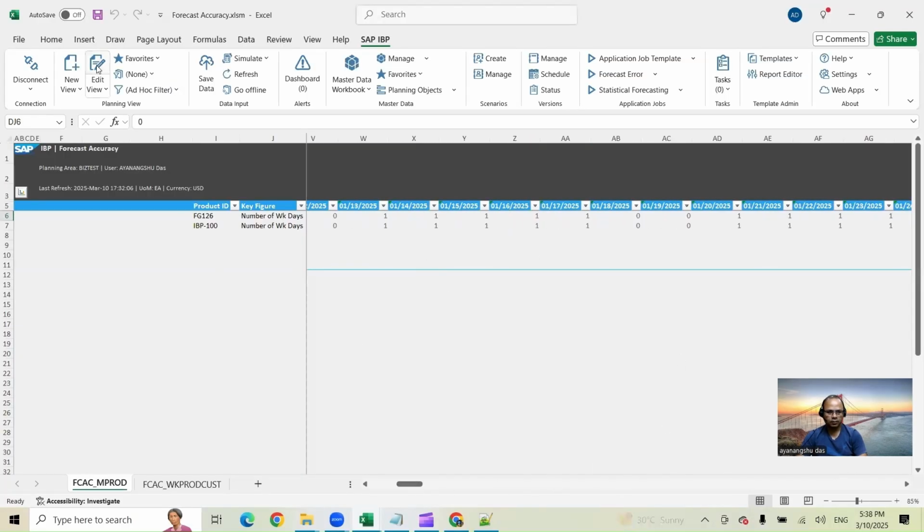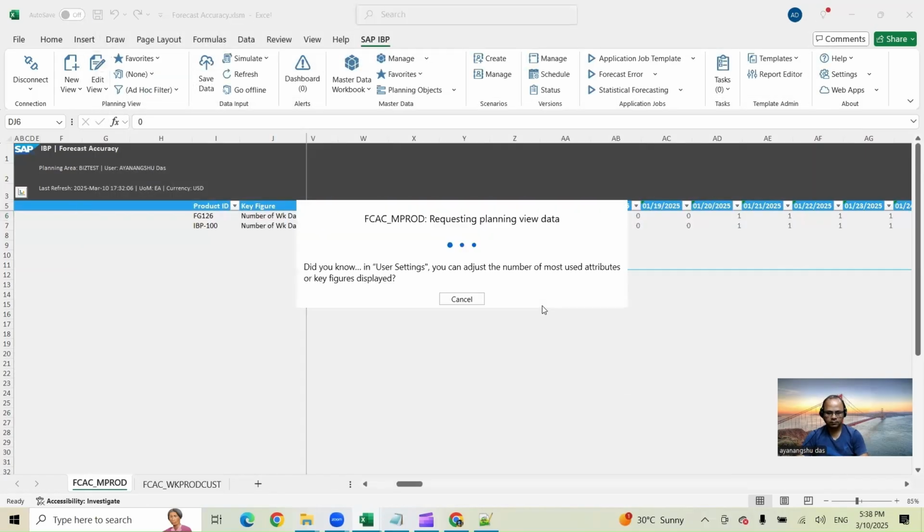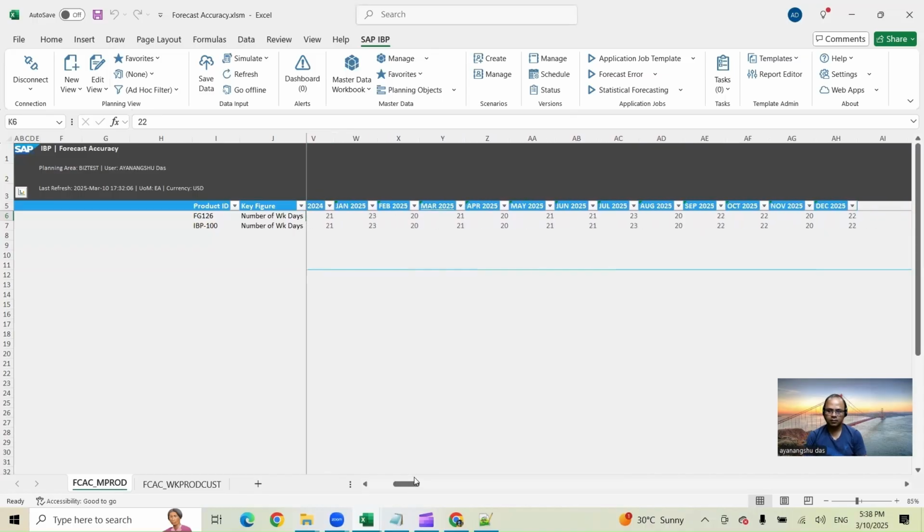So when we look at it at a month level, then it is aggregating, summing up all the working days in a month. So that's why we see this. So this is how to create the key figure, which calculates the number of working days in a month.